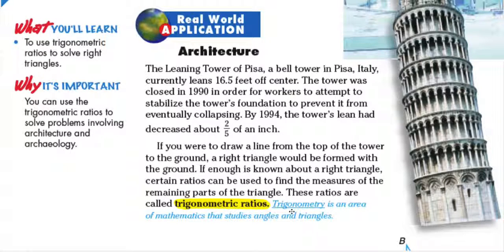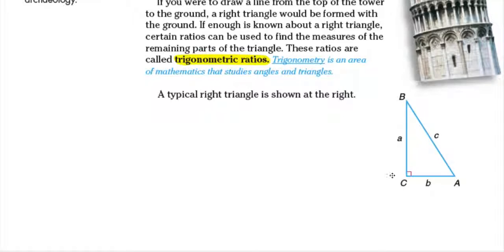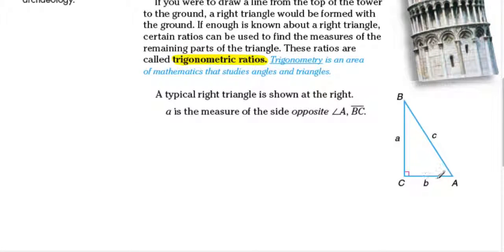So when you talk about a right triangle, there we are going to use our trigonometric ratios. But before we do that, let's look at this right triangle right here. This is triangle ABC, and in this case a is the measure of the side opposite angle A. So if this is angle A right here, the side opposite angle A is lowercase a, which in this case is side BC.